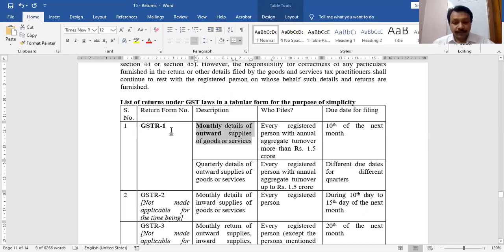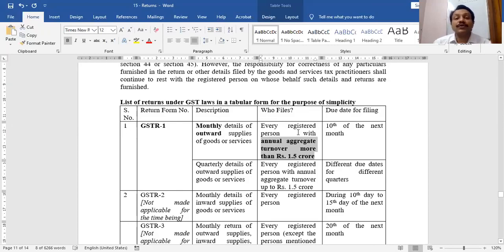So monthly. Next point, who has to furnish this outward supply information? Every registered person whose annual turnover exceeds 1.5 crore. Now these people are treated as big businessmen for the purposes of filing returns. So the government says that if your aggregate annual turnover exceeds 1.5 crore rupees, you have to give us the information on a monthly basis and you have to furnish the information of outward supplies in your GSTR1.